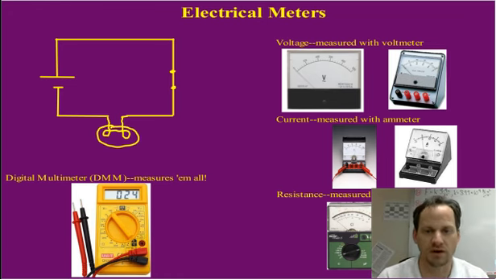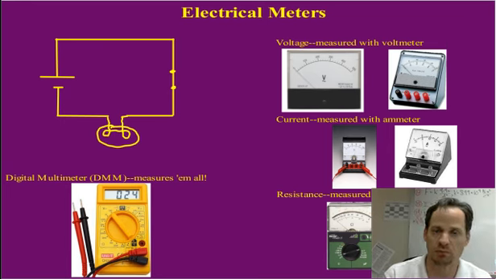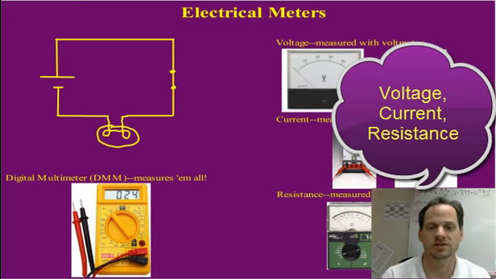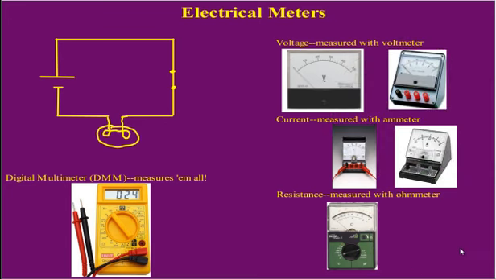Okay, we're going to start off with a look at electrical meters. Electrical meters are the way that we measure the quantities that we're after in the circuit. You know that the primary quantities that we're after are voltage, current, and resistance, right? The three quantities in Ohm's law. So let's take a closer look at how we can measure each of those.